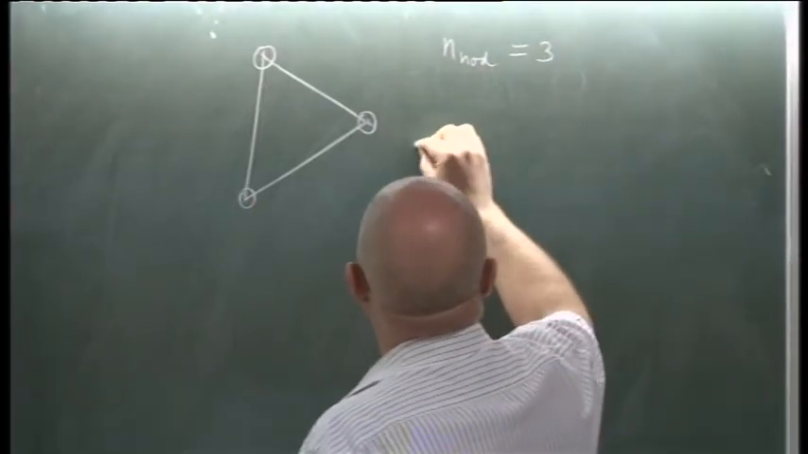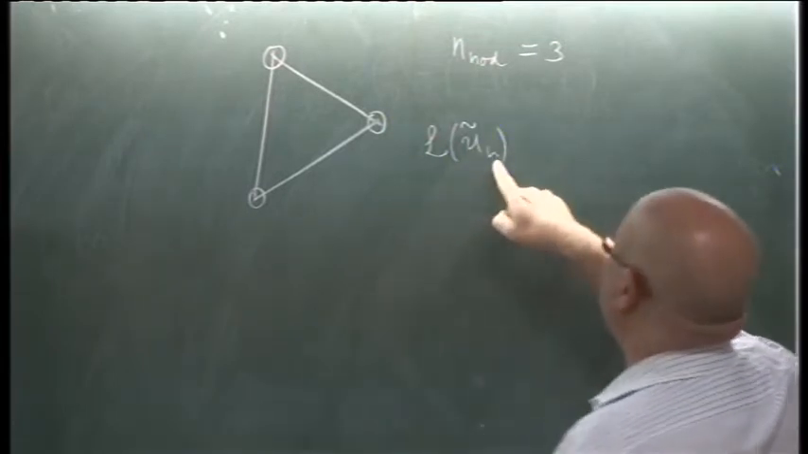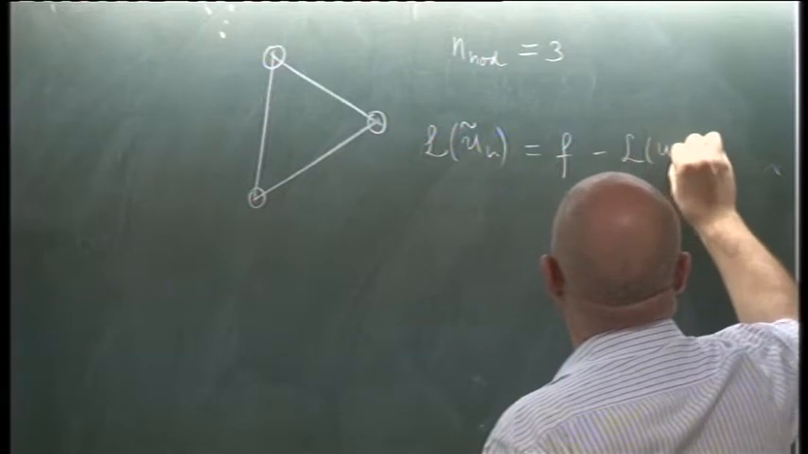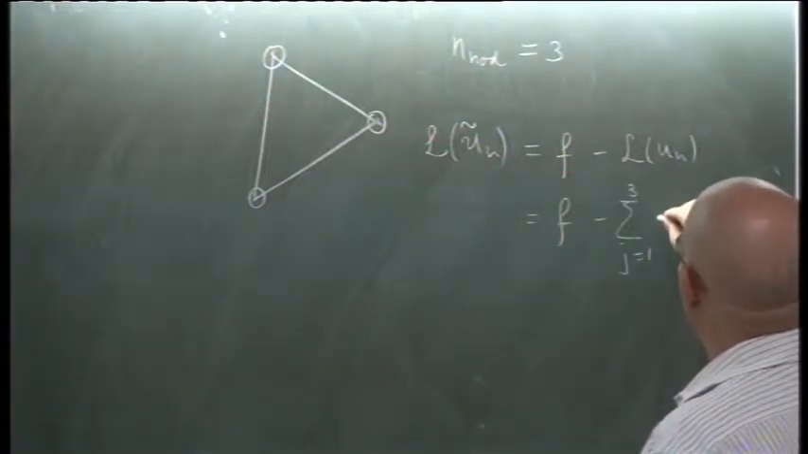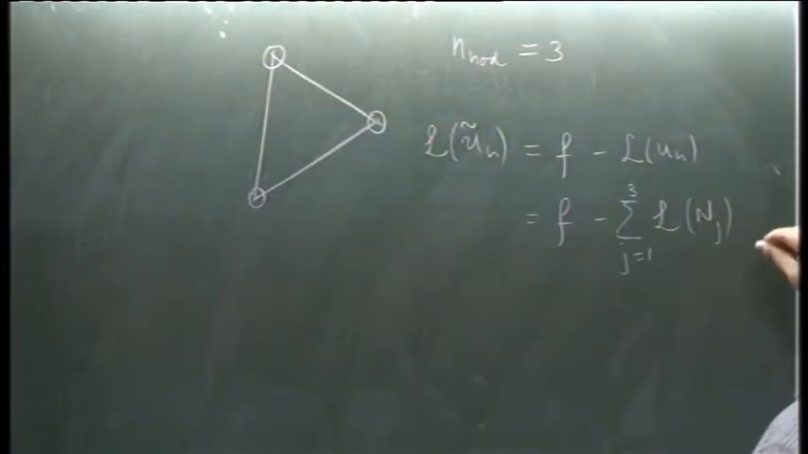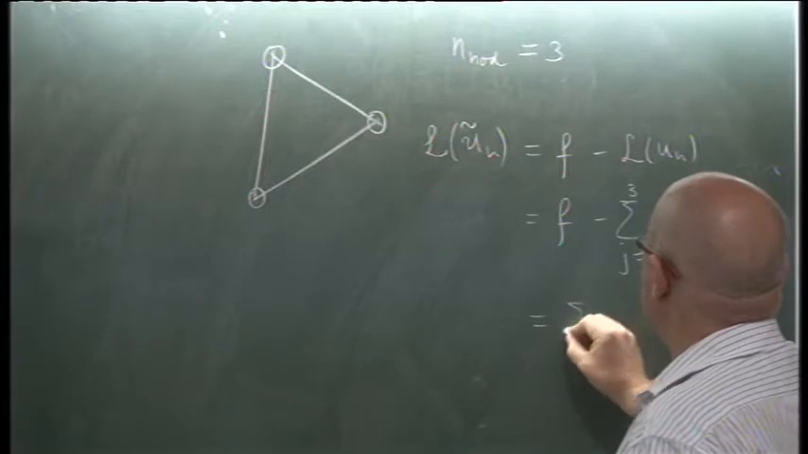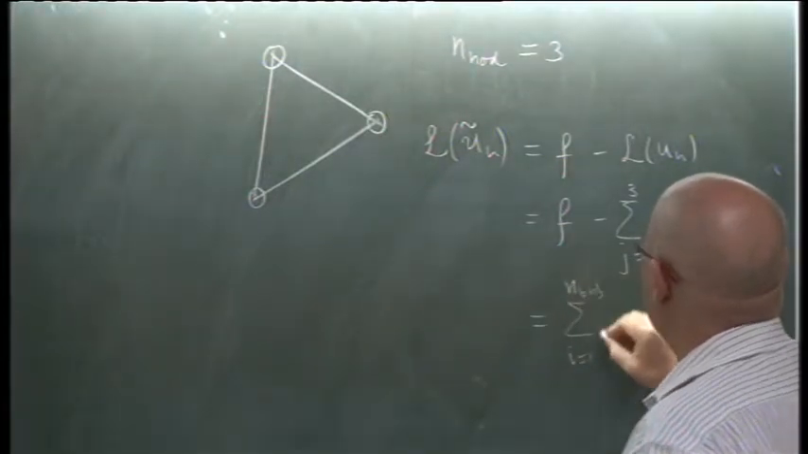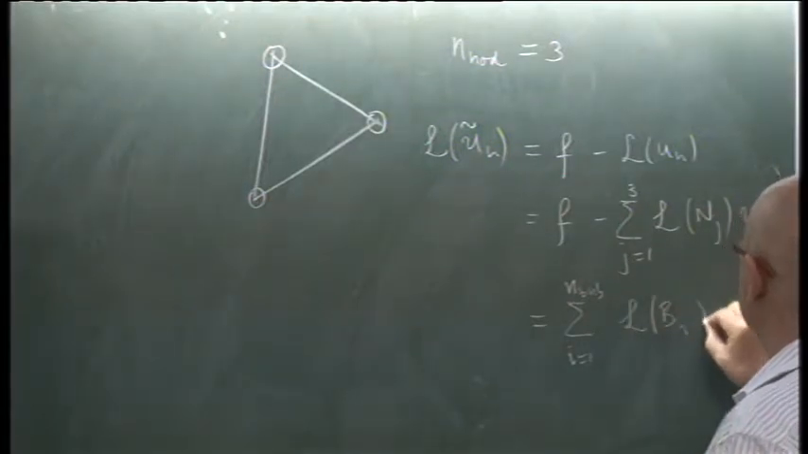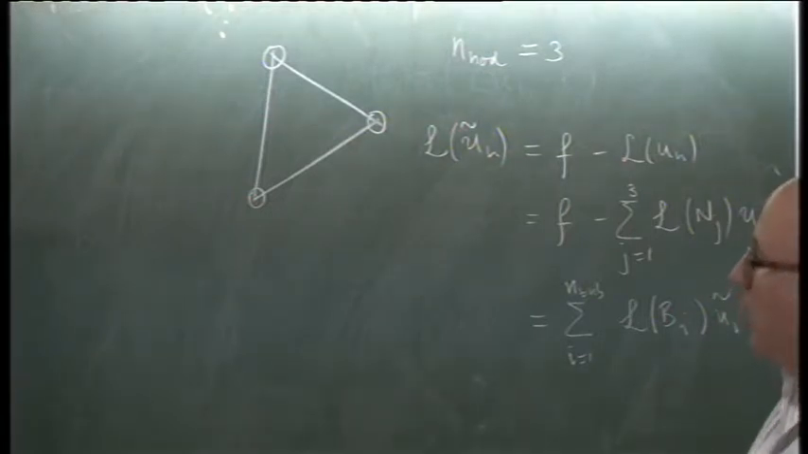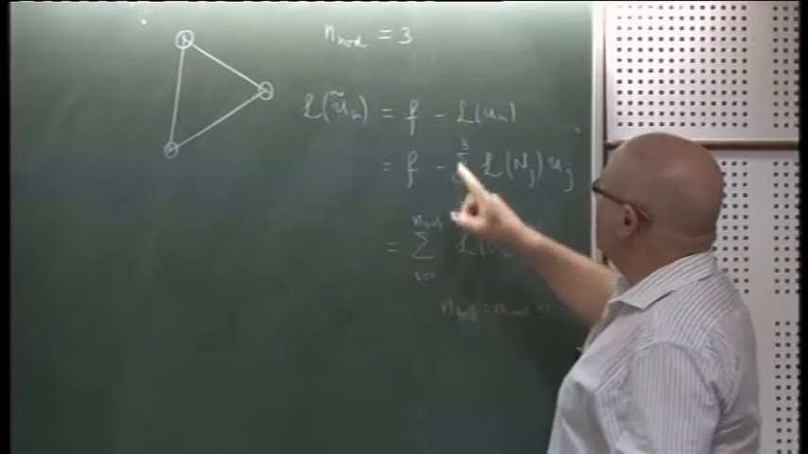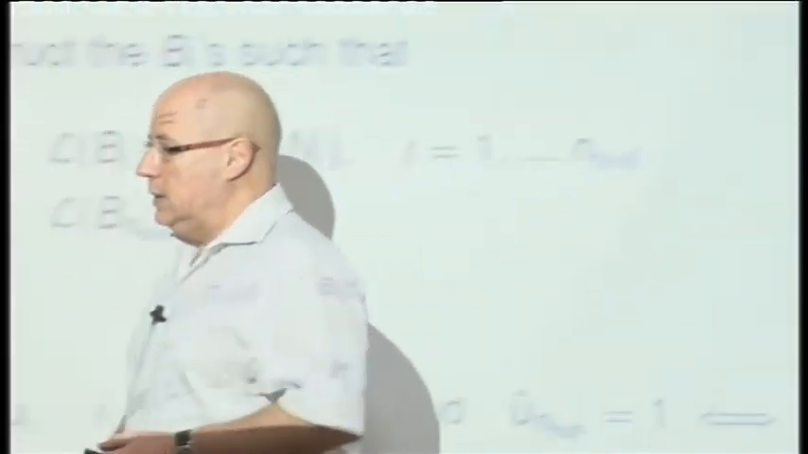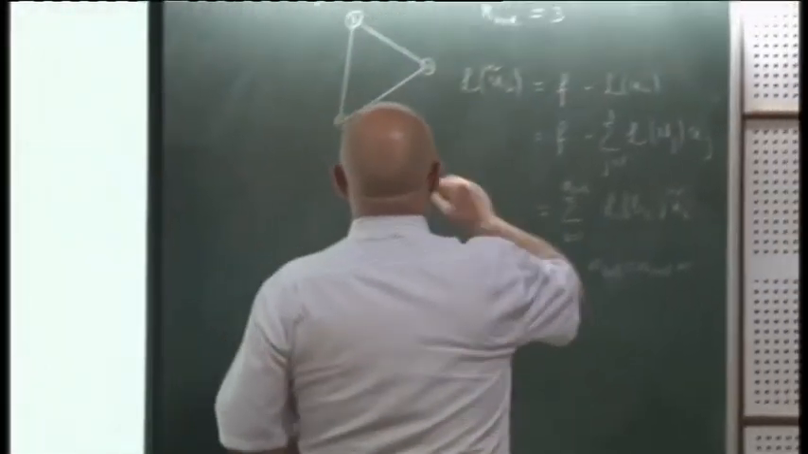And we have to solve the problem L of UH tilde, I have written an H here, equals F minus L of UH. And this is equal to F minus the sum from J equal 1 to 3, to emphasize that this is the number of nodes, of L applied to the shape functions times the nodal value at each node. And on the other hand, this is going to be equal to the sum from I equal 1 to the number of bubbles of L applied to the bubble times the nodal degree of freedom of the bubble. And I say the number of bubbles that we need is the number of nodes plus 1. In that case, it would be 4. So I'm claiming that we only need 4 bubbles.